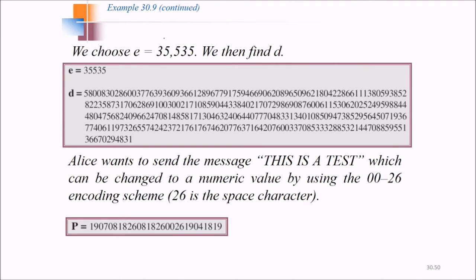Then we choose E to be 35535. And then we find D. By E you know how to compute the D, because D into E, mod of phi, should be 1. So that is how we computed the D. So Alice now wants to send the message "this is a test", which can be changed to a numeric value by using the 00 to 26 encoding scheme. 26 is the space character. So P would be something like this.